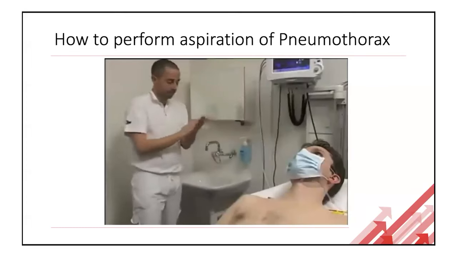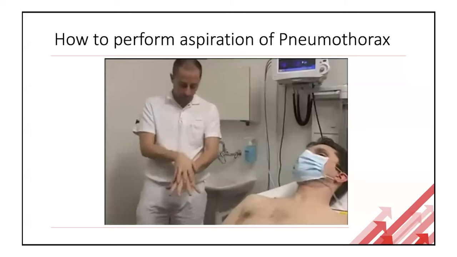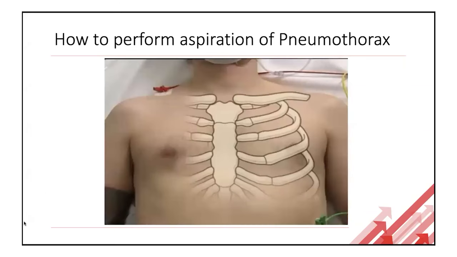Rub your hands with an alcohol-based formulation and then examine the patient to determine the location of landmarks for the procedure. The preferred location for placement of a needle for aspiration of pneumothorax is the second intercostal space in the midclavicular line on the side with the pneumothorax.